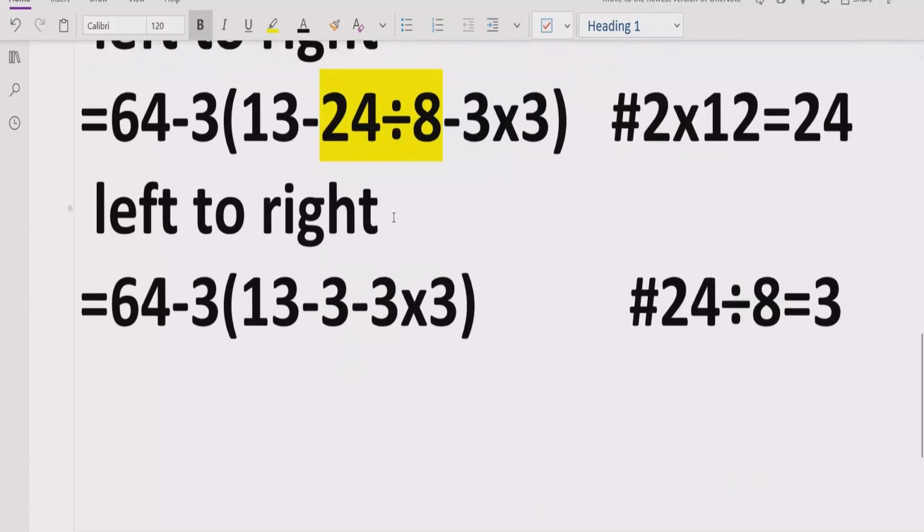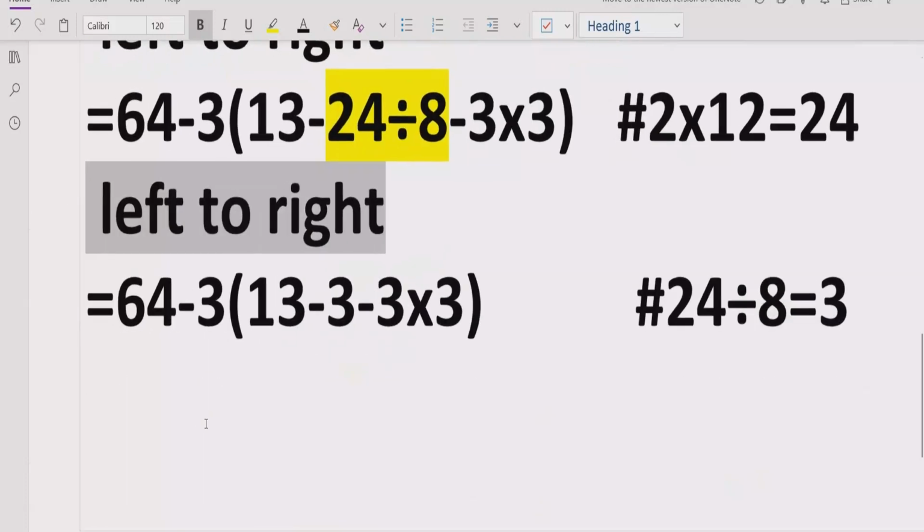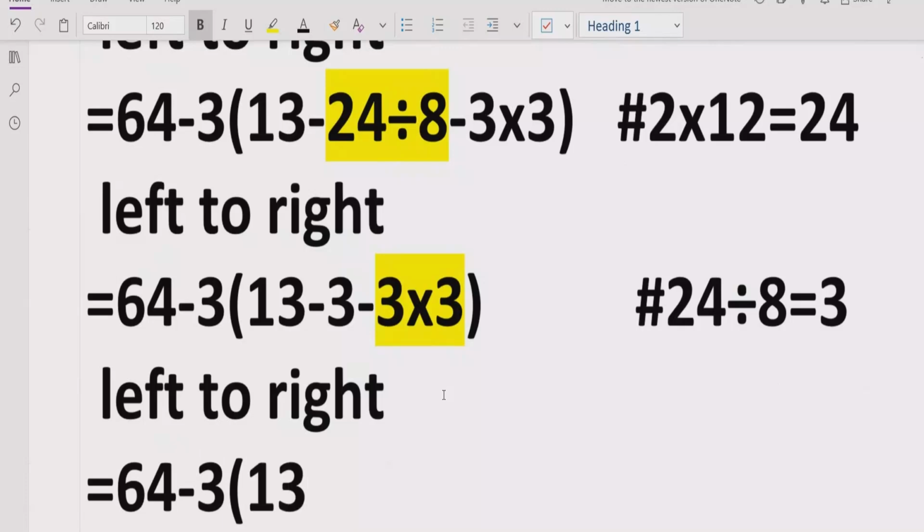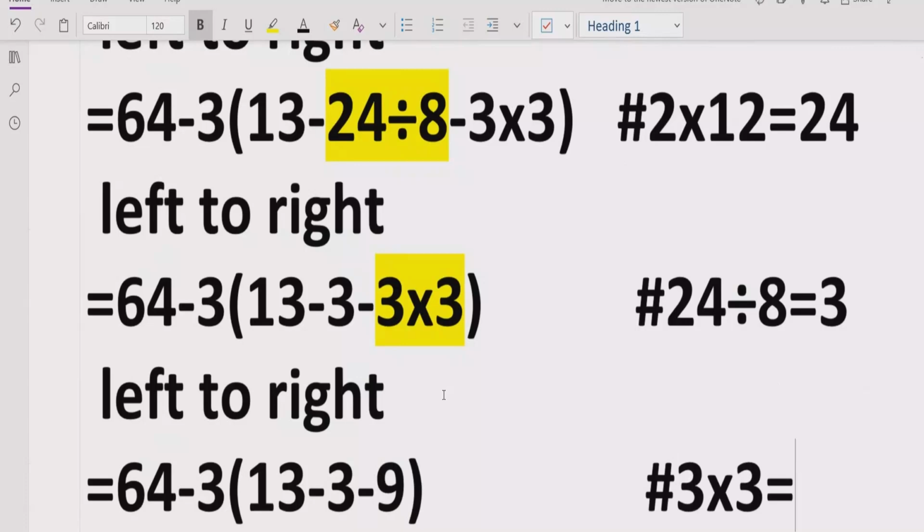Now move forward. Again, we have to go left to right. So now again, we have to see which multiplication and division. So we have here now this multiplication, 3 multiplied by 3. So we will go here 64 minus 3 multiply 13 minus 3 and minus 3 threes are 9. And here we have to give the reference: 3 multiplied by 3 equals 9.